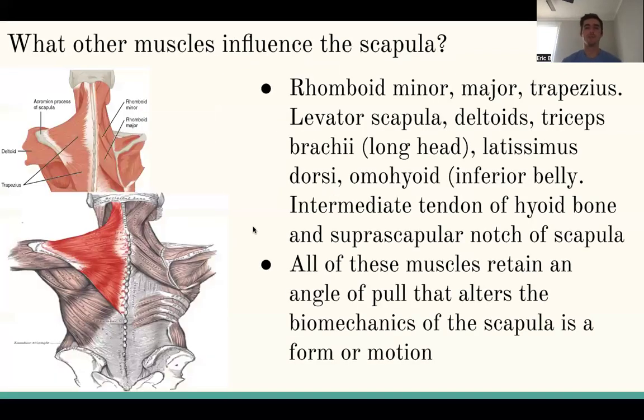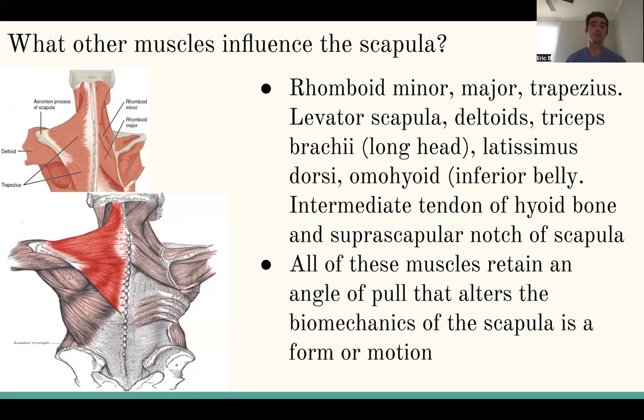So what other muscles influence the scapula? Beyond just the deltoid and maybe some of the SITS muscles, we have a couple of different muscles that actually attach. So we have the rhomboids, the minor and the major. We have the trapezius. We have the levator scapulae.